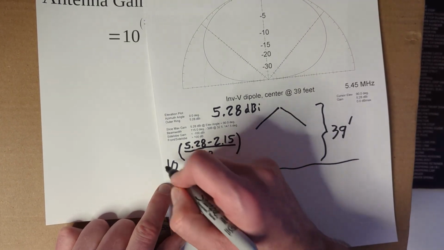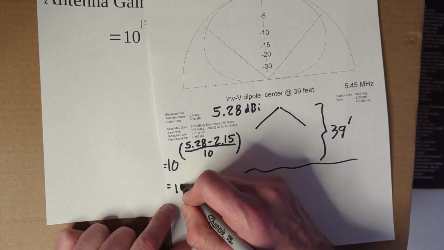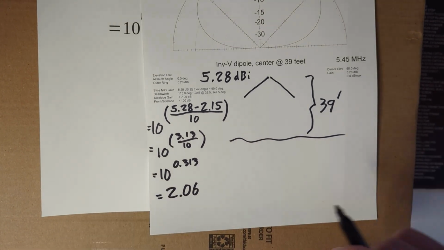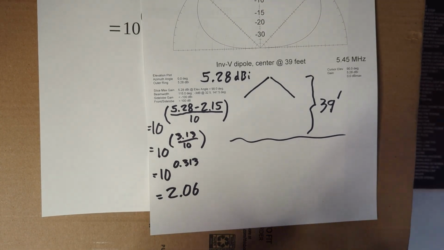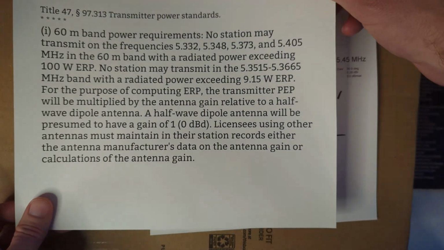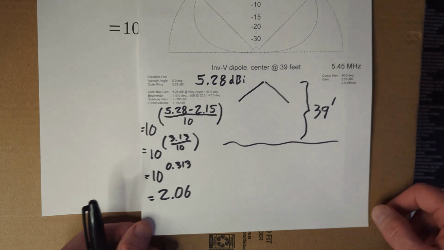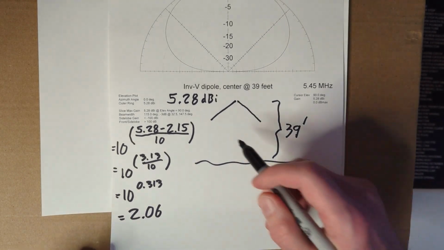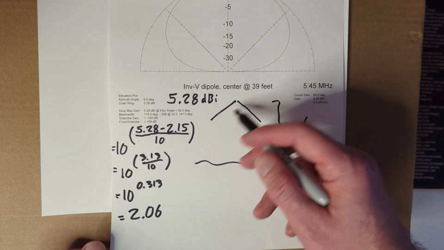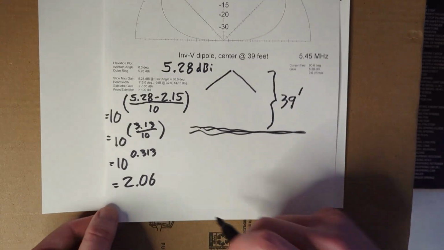Then the rest of the equation takes us from decibels to regular unitless gain. 10 to the 10. So our gain is pretty solid. Our gain is 2.06. And remember, we assume the gain of a half-wave dipole is only 1. So this inverted-vee dipole up 39 feet is more efficient, or directional, than a regular dipole antenna. And that's because it's over ground here, and that's having some impact on the radiation.